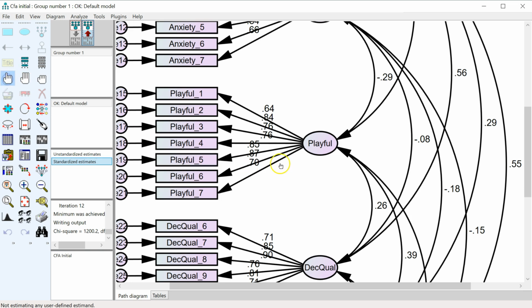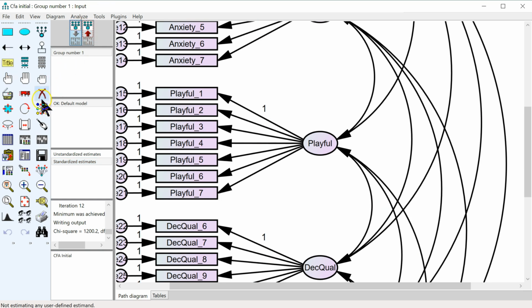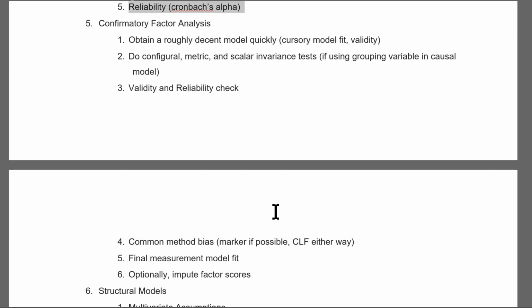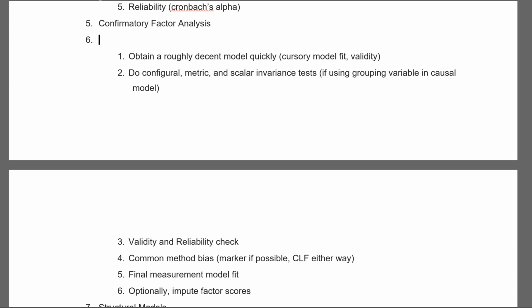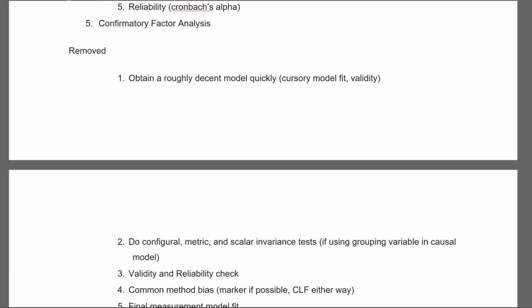Which one has the lower loading? Let's find out. Playful 5 is 85, playful 6 is 87. So let me get rid of playful 5, and I'm not going to lose any sleep over that. Playful 5. And what am I going to report? Let's go over here to the wording. Removed the following items due to model fit discrepancies, inflating chi square. And that was playful 5. And we'll talk about others in a sec.